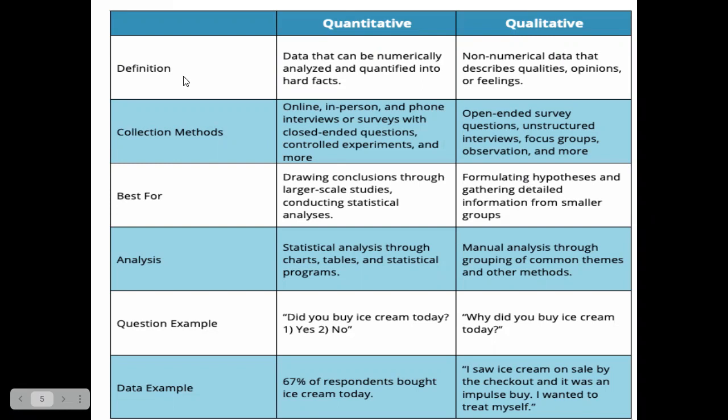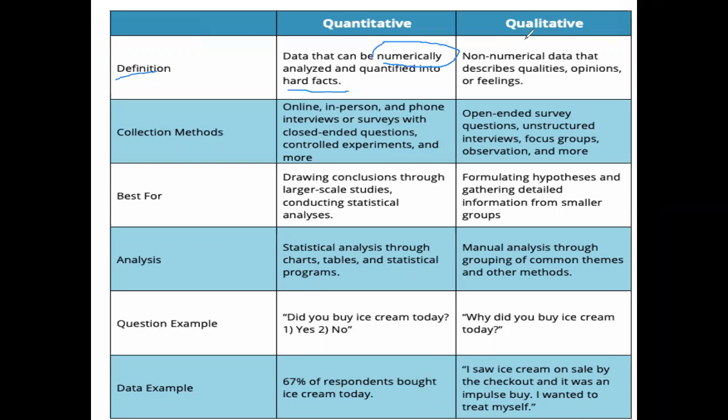What is the definition? The first part: data that can be numerically analyzed and quantified into hard facts. All the data, our operations, depend on numerical analysis. This is called quantitative.